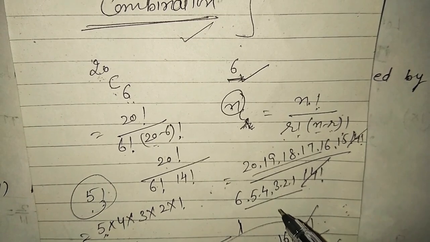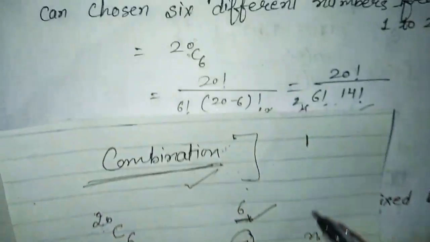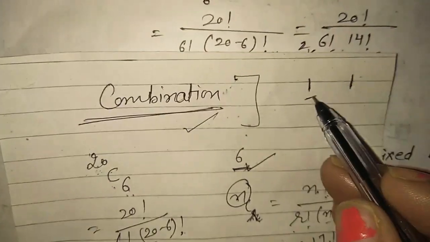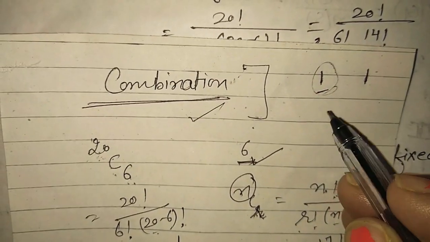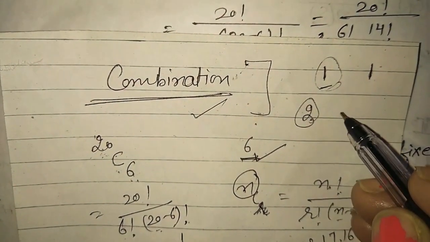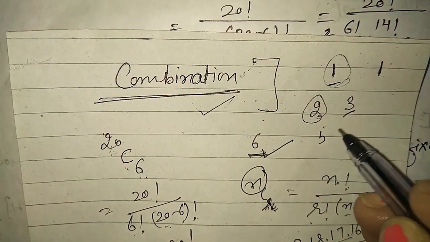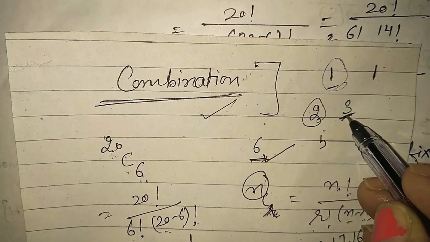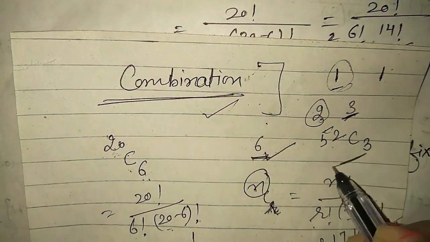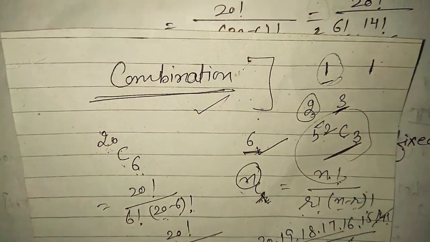In earlier classes you read that if you want to take one diamond card or one spade card, there is no combination formula there. But if we want to find 2 cards from 52 cards or 3 cards from 52 cards, then we will use this formula. Suppose we want 3 cards from 52 cards, then we will write 52C3. In one or two questions we will use this combination formula.